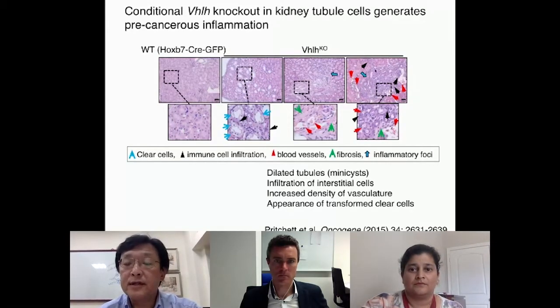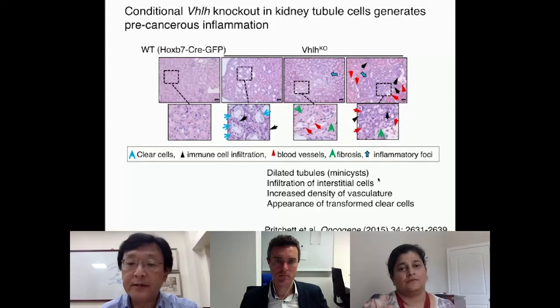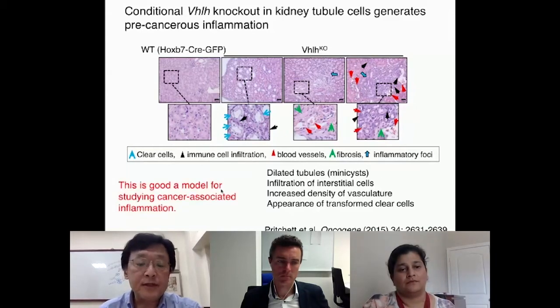And here's another example. There is also a lot of vasculature, as you expect. So we think this is actually a very good model because we're seeing very severe inflammation and fibrosis in association with some hyperplasia and cyst formation. So we think this is a very good model for studying cancer-associated inflammation.